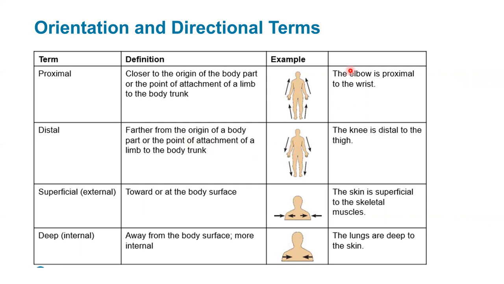So for example, the elbow is proximal to the wrist, right? Because your elbow is closer to your trunk, and the wrist is further away from the trunk. The knee is distal to the thigh. And of course, for arms, legs, and torso, we can use anterior and posterior.